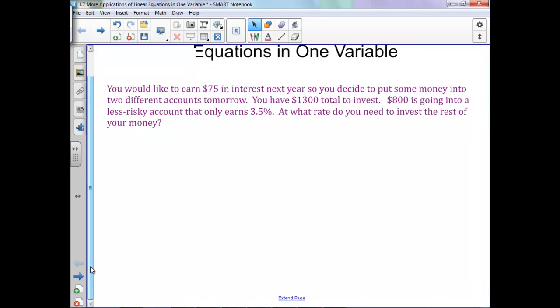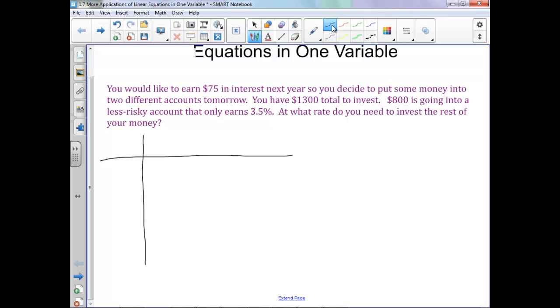Like to earn interest, the key thing on all of these is going to be to draw a table. So let's start by getting a table drawn. On the left side, you always want to put your options. In our case, the two different accounts that we're putting money into. We know one of them is going into a 3.5% account. And then the other one is saying we don't know what we want to put it into.